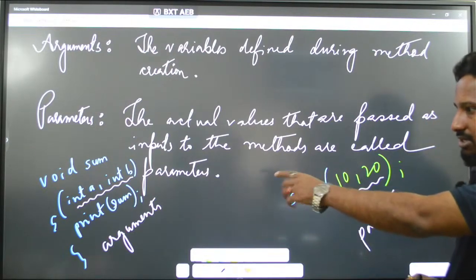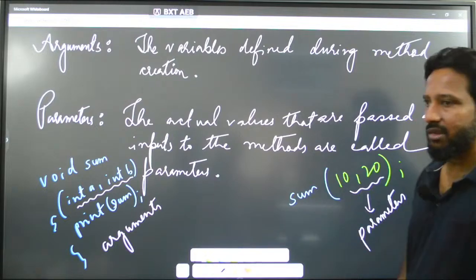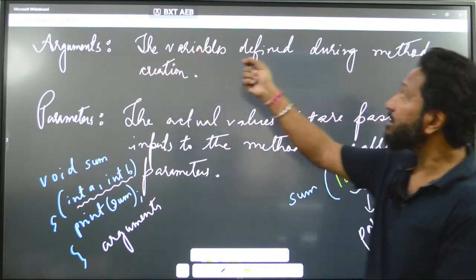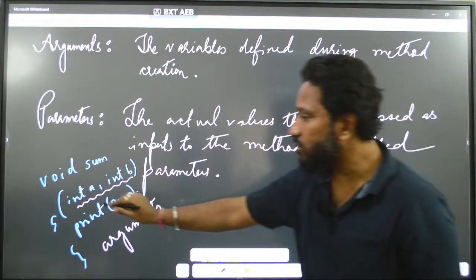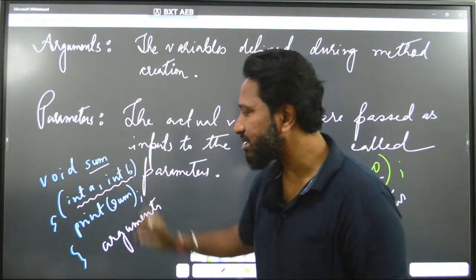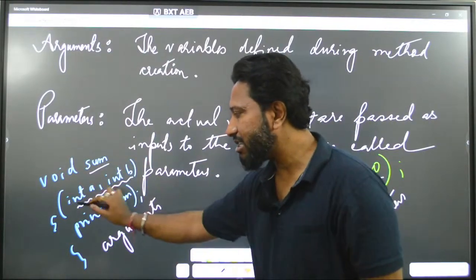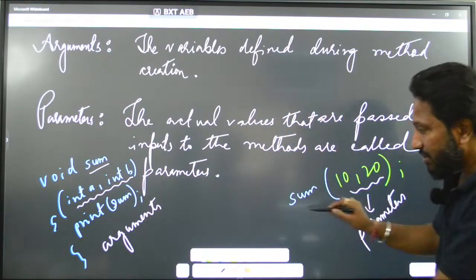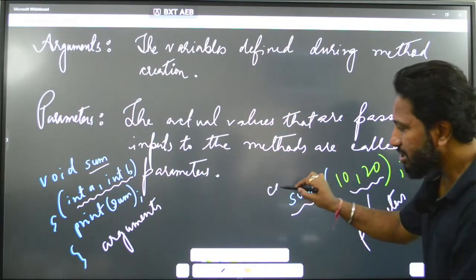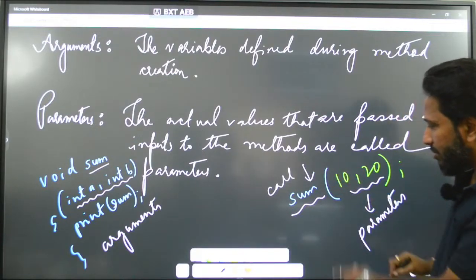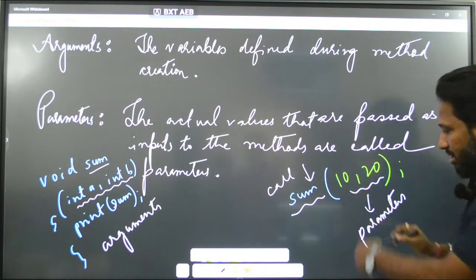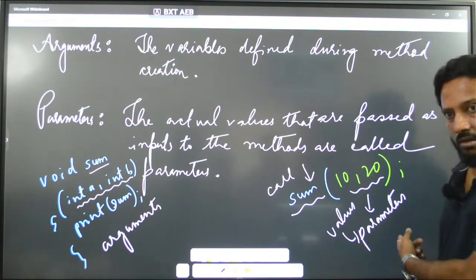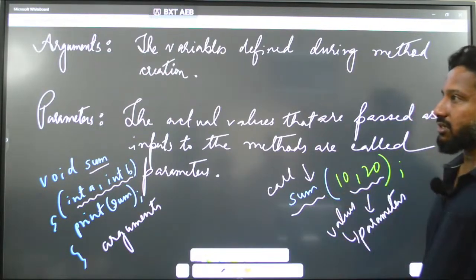So I hope this diagram that I have drawn gives you the idea of this, right? So arguments are the variables defined during method creation. So these are the variables. This is the method name sum. These are the variables that we define during the method creation, and this is the function call. In this call we are writing two values. So these values are actually called the parameters. Make sense? So this is how it works.